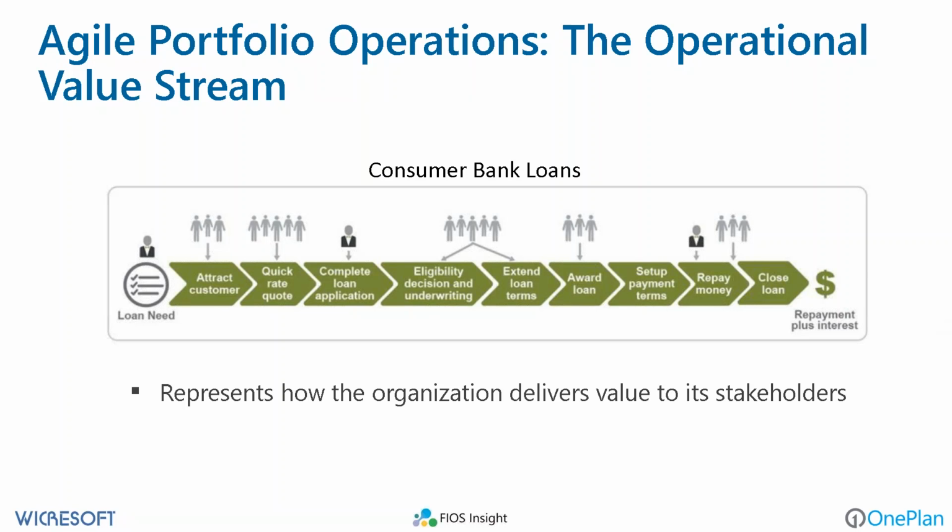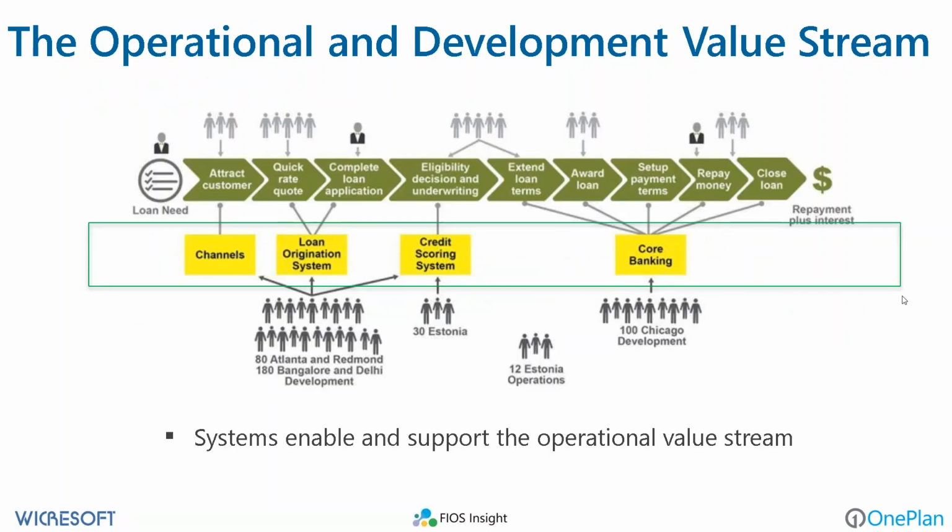So just as a starting element, I'll introduce the operational value stream, which represents how the organization delivers value to stakeholders. We all know that. The example that's used within Scaled Agile Framework formal training is the consumer bank loans value stream, and that's the one that we're going to use here as an example. Now, this is a business architecture element that is then purposed for defining our development value stream.